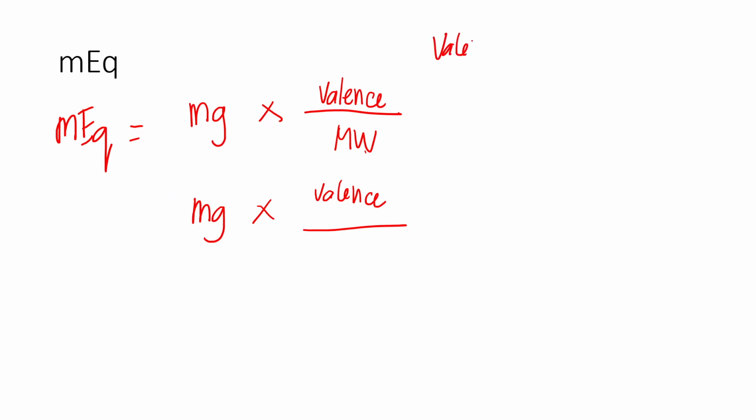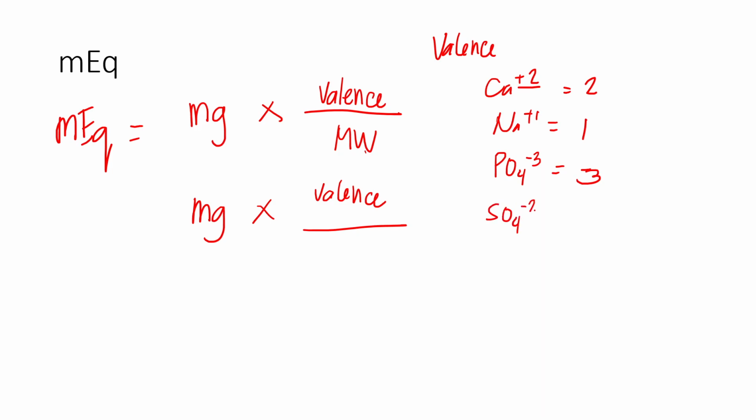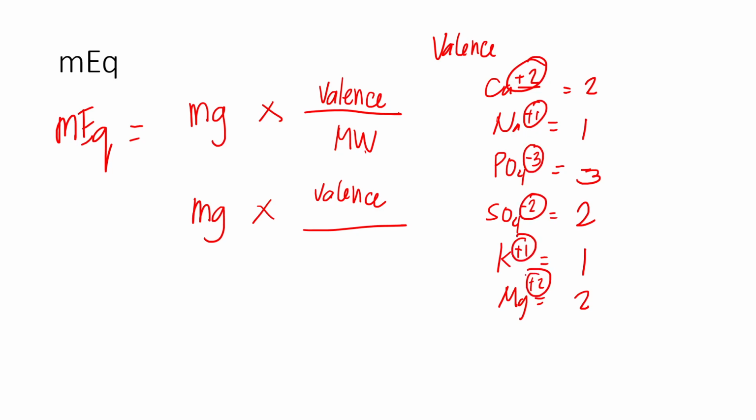Our valence comes from the charges of the ions. Take for example, calcium plus 2, it has a charge of 2. Sodium plus 1, it has a charge of 1. Phosphorus has a charge of 3. Sulfate has a charge of negative 2. Potassium also has 1. And magnesium has a charge of 2. Basically, what we're looking at is the charge of the ion. That's where you get the valence.